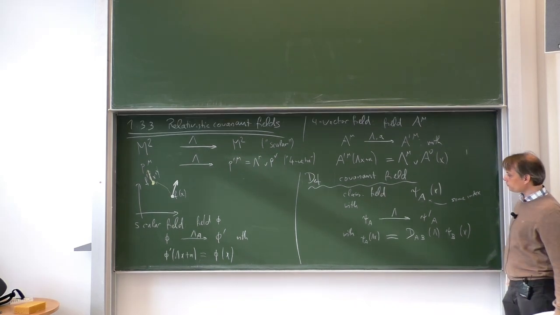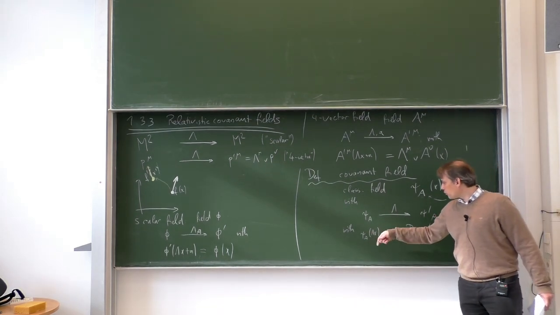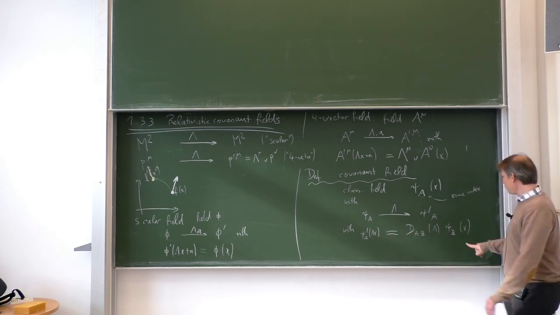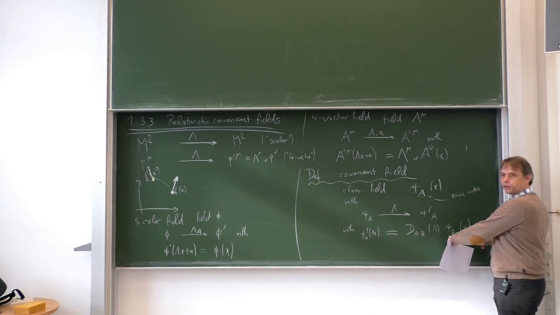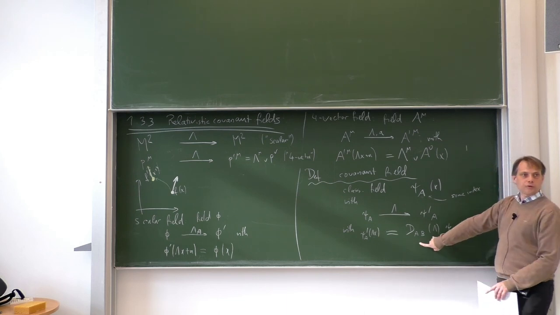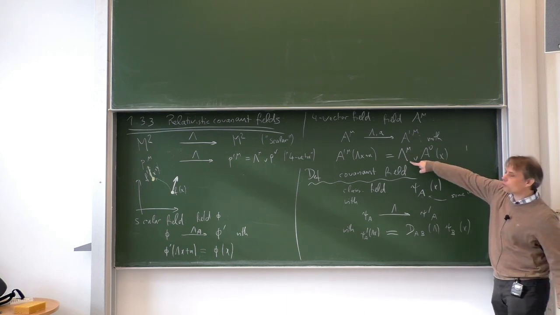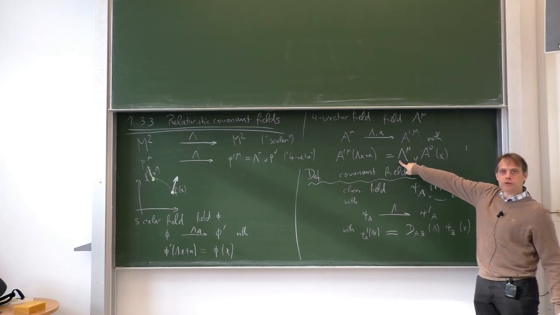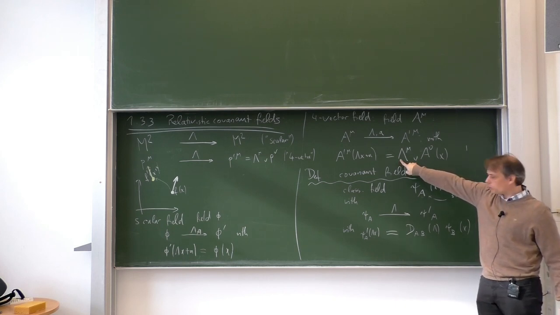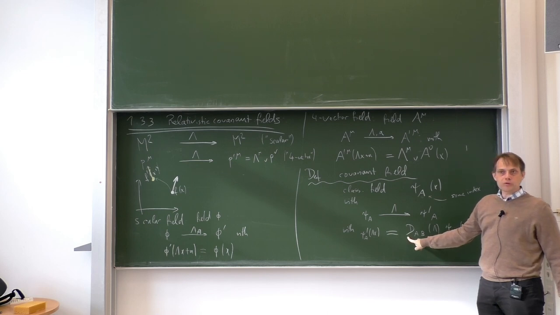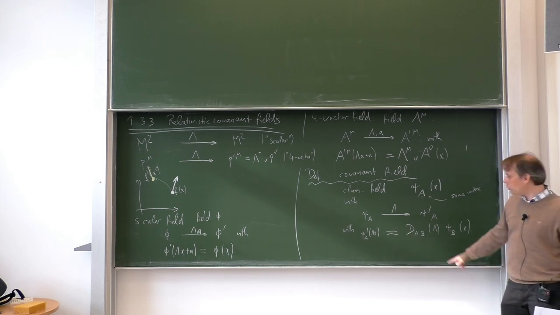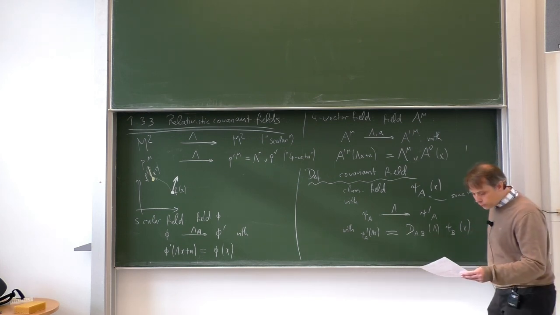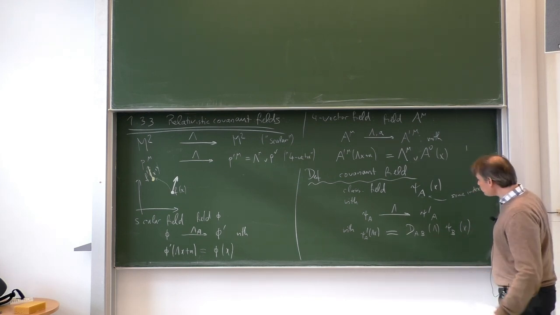So the transformed field, psi prime, at the transformed point is related to the old field at the old point by a matrix. That is the direct generalization of this, except that here we have a specific matrix, namely the Lorentz transformation matrix, and here we have a general matrix D A B with some index structure A B. And that matrix depends on the Lorentz transformation that we have chosen.